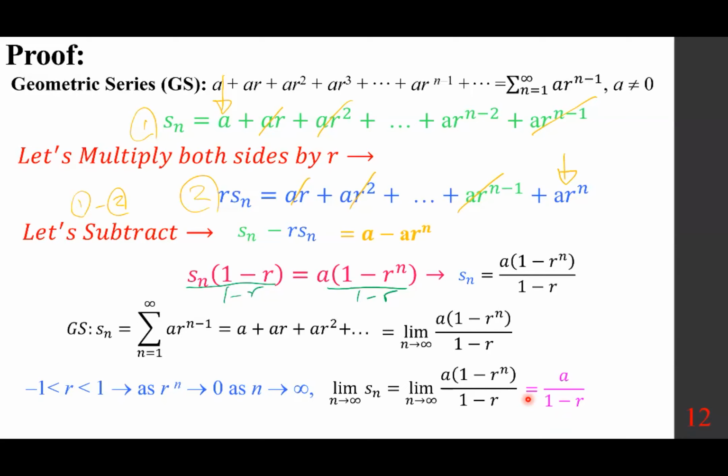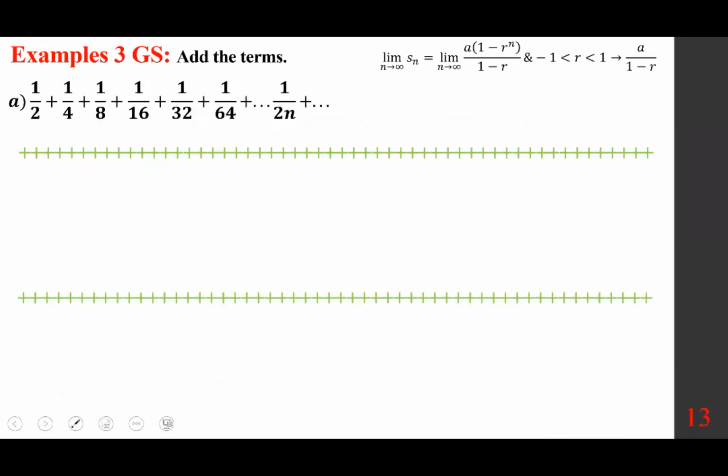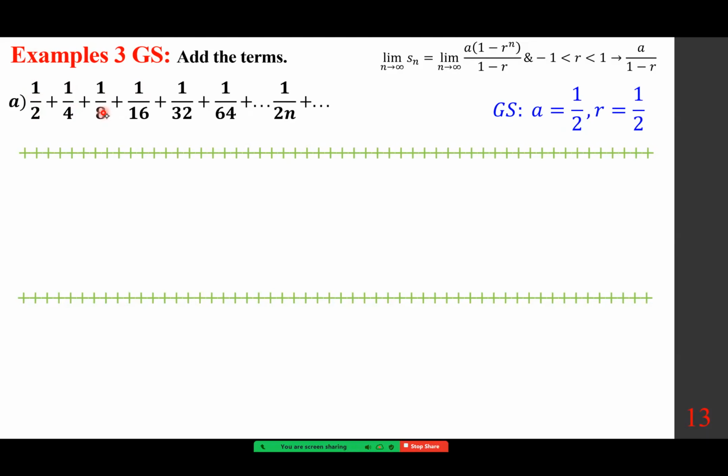Let's look at a couple of simple examples. Let's say we want to add 1/2, 1/4, 1/8, and so on. We notice this is a geometric sequence with the first term being 1/2. But what is the ratio? If you divide this one by this one, you get 1/2. This one by this one, you get 1/2. So the ratio is 1/2. You have to make sure you check. If you divide 1/4 by 1/2 and you get 1/2, that's not enough. You have to continue and do a few more.